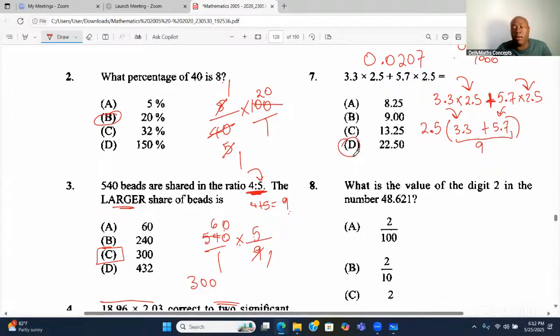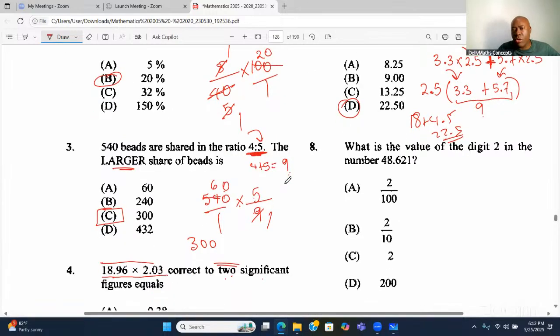Well, this is the answer, right? Because 2 times 9 is 18. Half of 9 is 4.5. And I'm seeing 22.5. I'm just saying to you that, you know, a lot of times you're able to get through quite easily. All right. So let's go for the next question.